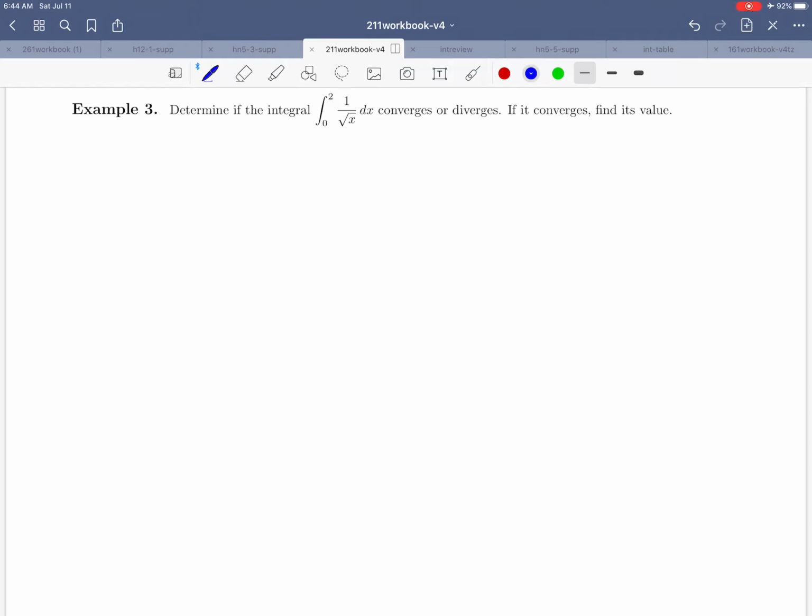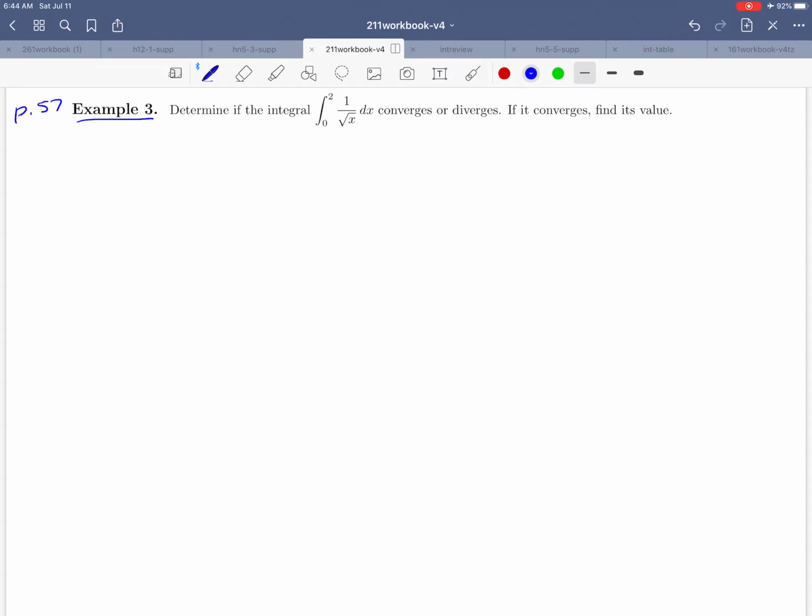Hello everybody, and welcome to example 3. We are looking at page 57 in the workbook, and this problem is asking us to take the integral from 0 to 2 of 1 over the square root of x dx and determine whether it converges or diverges.